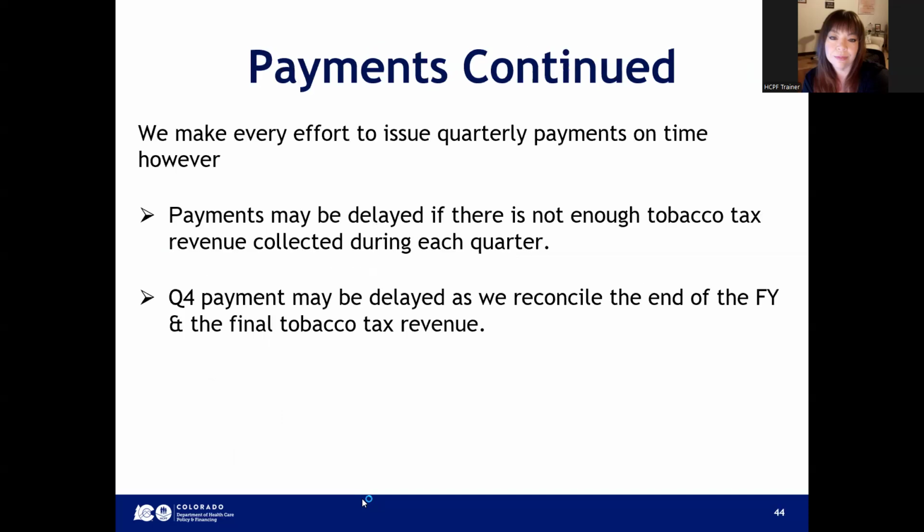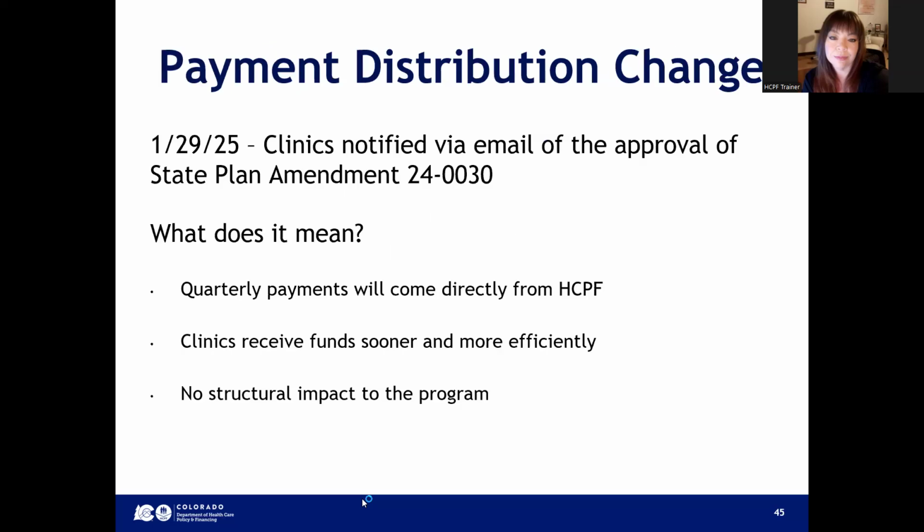We do make every effort to issue quarterly payments on time. However, payments can always be delayed if there's not enough tobacco tax collected during each quarter to cover the quarterly payments. And the quarter four payment will be delayed as we reconcile the end of the fiscal year and the final tobacco tax received. There was a change to the payment distribution of the quarterly payments.